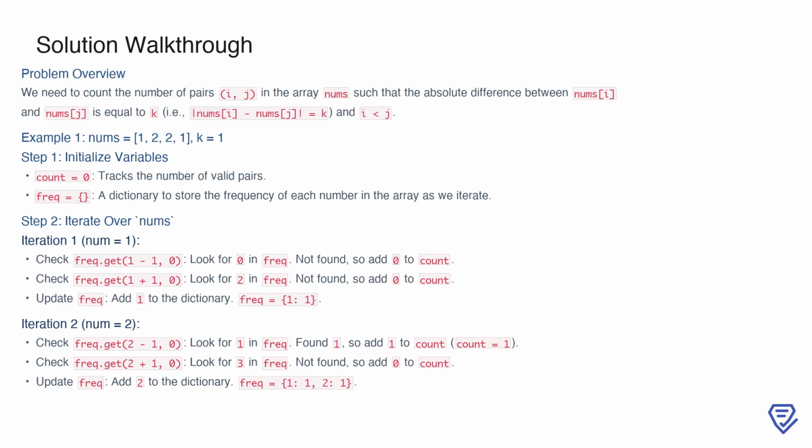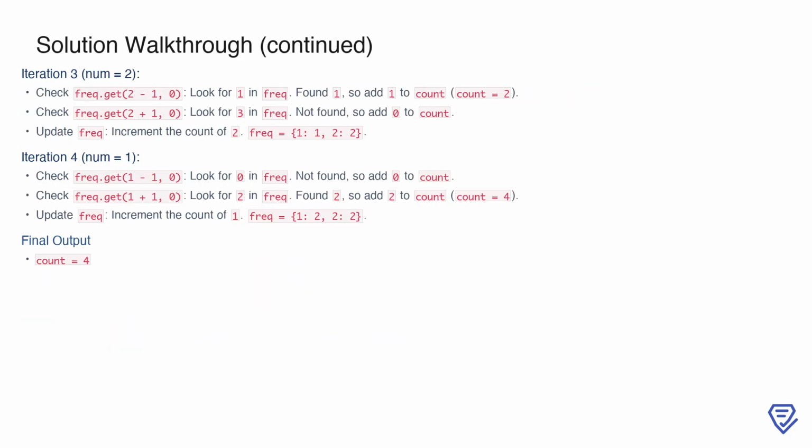Moving to the second number, 2, we find that subtracting k from 2 gives us 1, which is already in frequency. This means we've found one valid pair, so we increment count to 1. We then add 2 to frequency. At this point, frequency contains {1: 1, 2: 1}. When we encounter the next number, which is another 2, we again check if subtracting k gives us a match in frequency. Since 2 minus 1 equals 1 and 1 is in frequency, we add 1 to our count, bringing it to 2. Adding k to 2 does not yield a match, so no further increment happens. We then update frequency to reflect that 2 has been seen twice, updating it to {1: 1, 2: 2}.